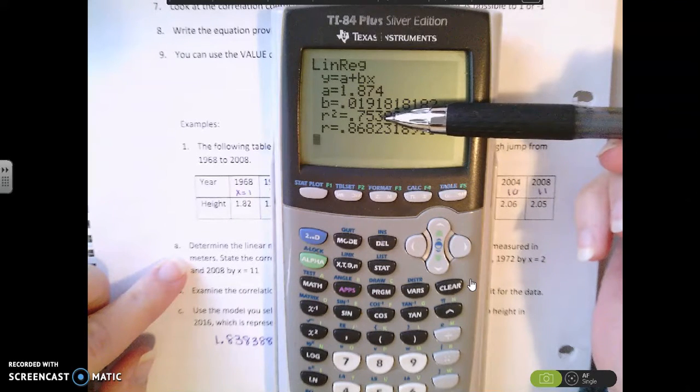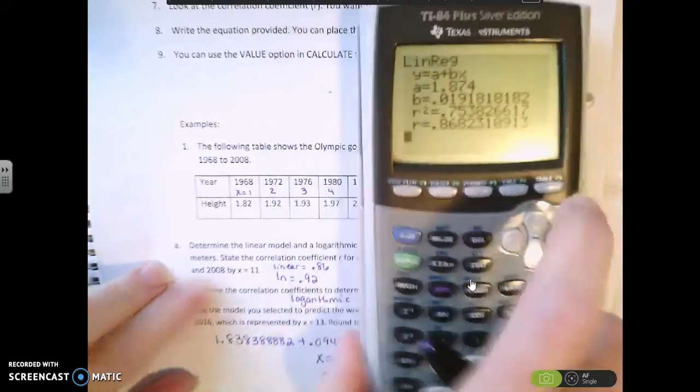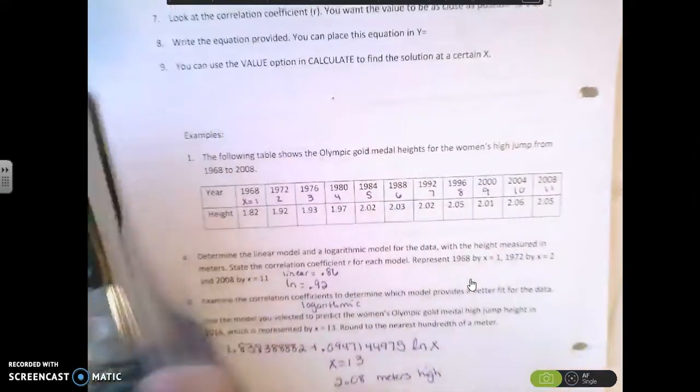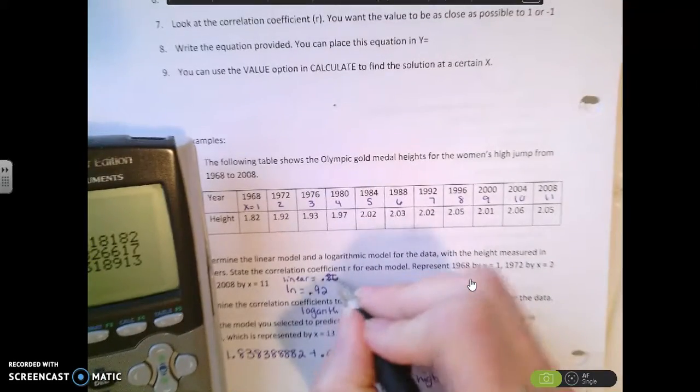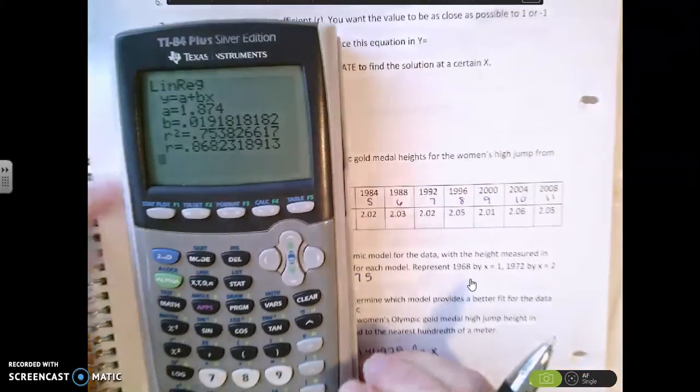R squared is what we call the correlation coefficient. So the closer that R squared is to 1 or -1, the better our regression line is. So 0.75 is not too bad. I actually wrote 0.86, but our linear regression correlation coefficient is 0.75.